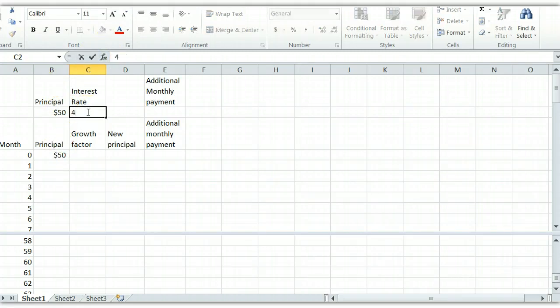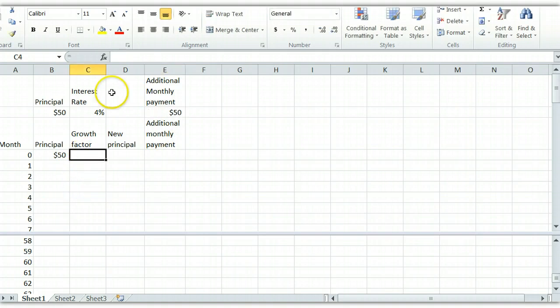So I'm going to have 4%. And so that would be 0.04. I can change that to a percent by clicking there, and then I have that. Now my additional monthly payment is going to be $50. So I can put that there.